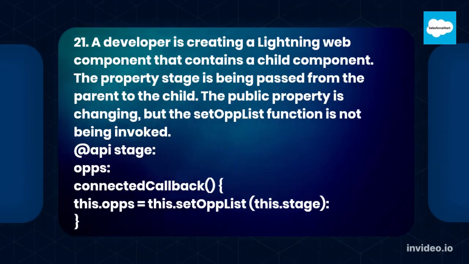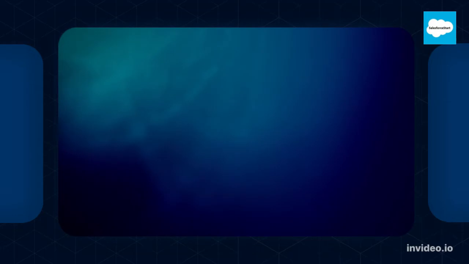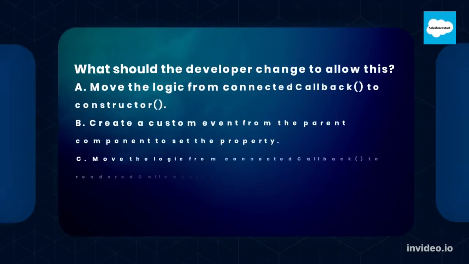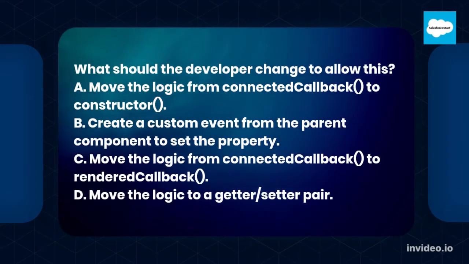21. A developer is creating a Lightning Web component that contains a child component. The property stage is being passed from the parent to the child. The public property is changing, but the setOpList function is not being invoked. @api stage; ops; connectedCallback() { this.ops = this.setOpList(this.stage); } What should the developer change to allow this?